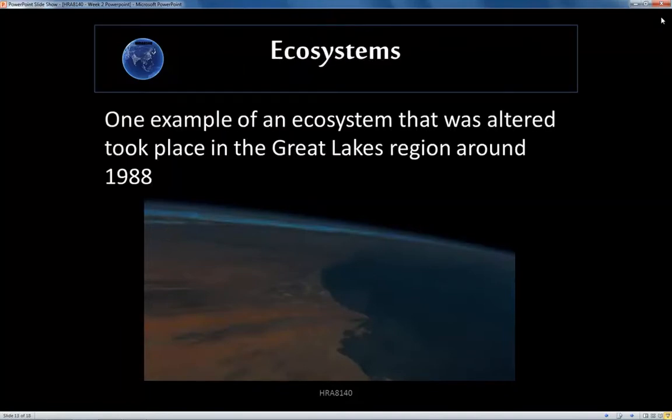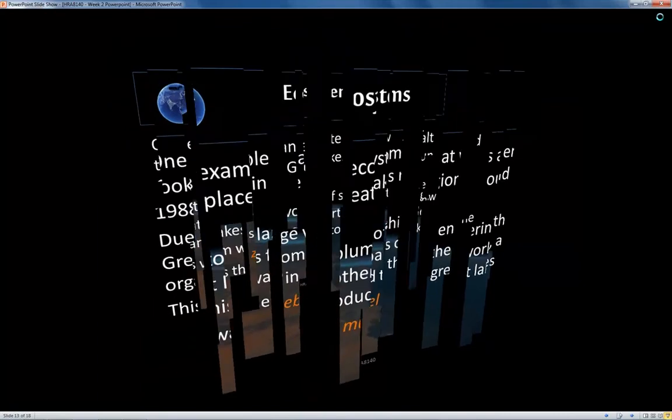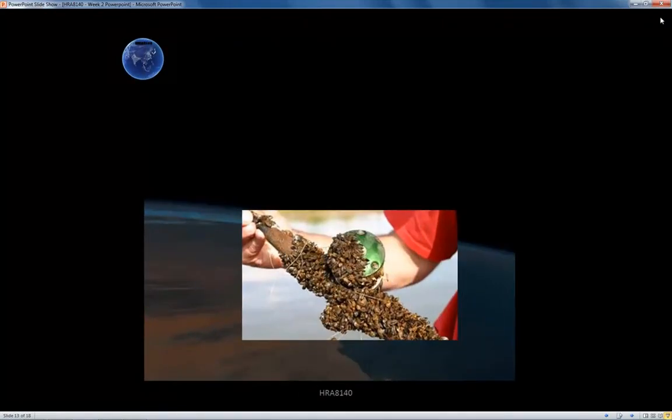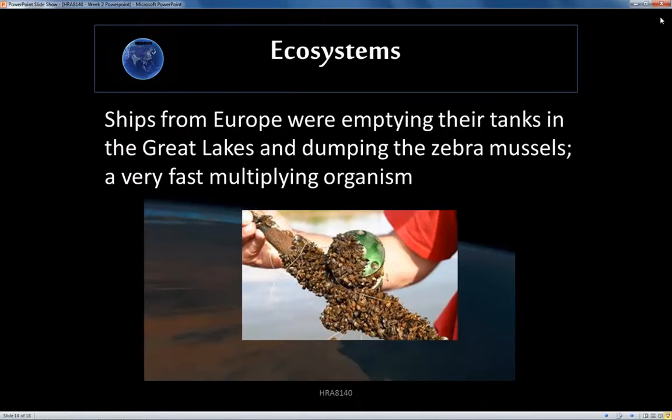One example of an ecosystem that was altered took place in the Great Lakes region around 1988. Due to the large volume of ships entering the Great Lakes from other parts of the world, a new organism was introduced to the Great Lakes. This was the zebra mussel. Ships from Europe were emptying their water tanks in the Great Lakes and dumping the zebra mussels, a very fast multiplying organism.